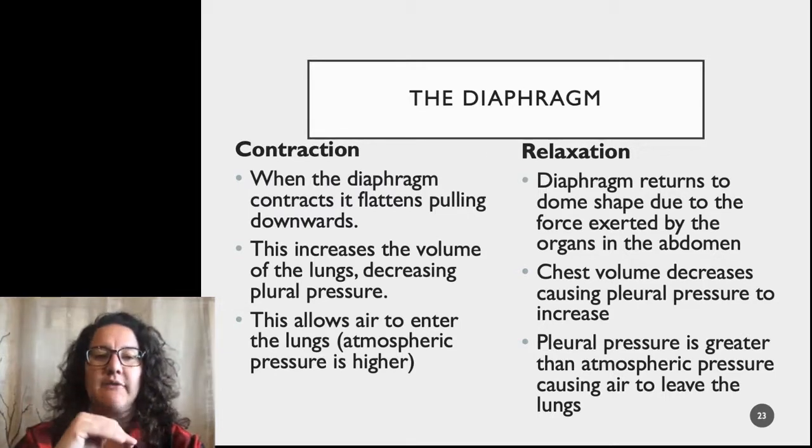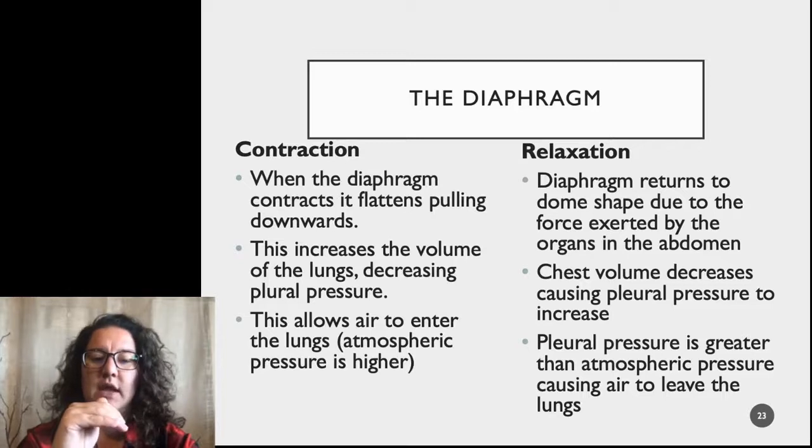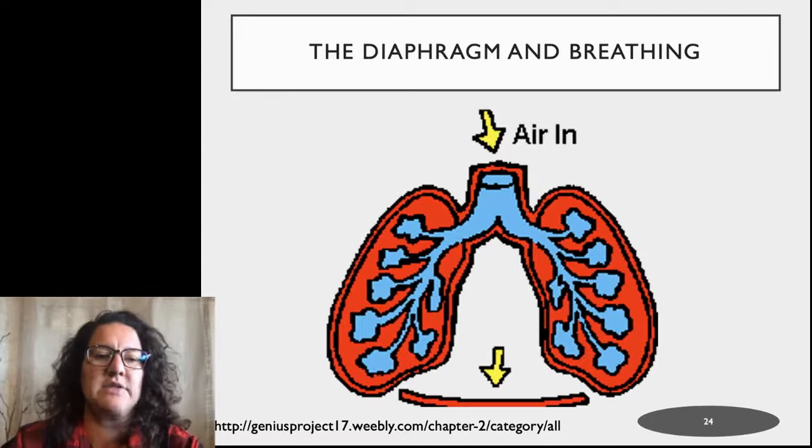And during diaphragm relaxation, it's going to return to that dome shape, reducing the size of the chest cavity, decreasing chest volume, increasing the pressure in the lungs, forcing air out into the atmosphere. So if we look at the diaphragm at the bottom here, as the diaphragm goes down, it increases the chest volume, the lung volume, forcing air in. As we exhale, air goes out, as the diaphragm goes upwards, decreasing the volume of our lungs.